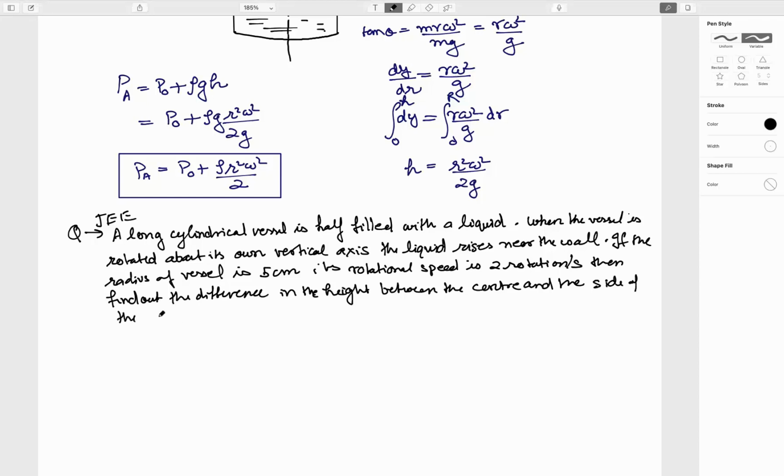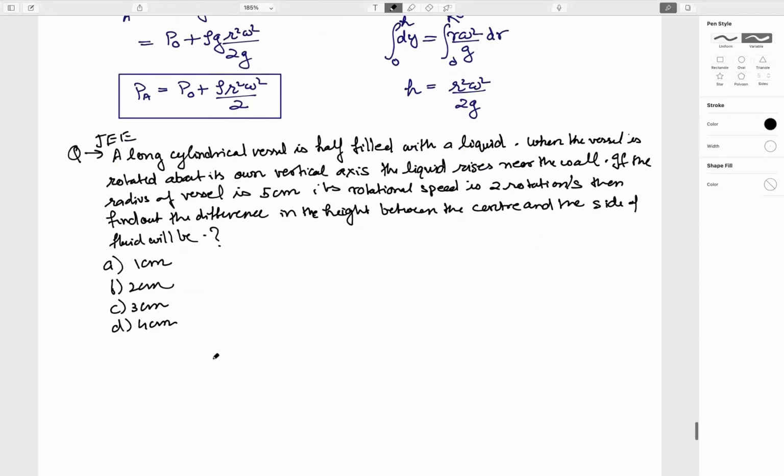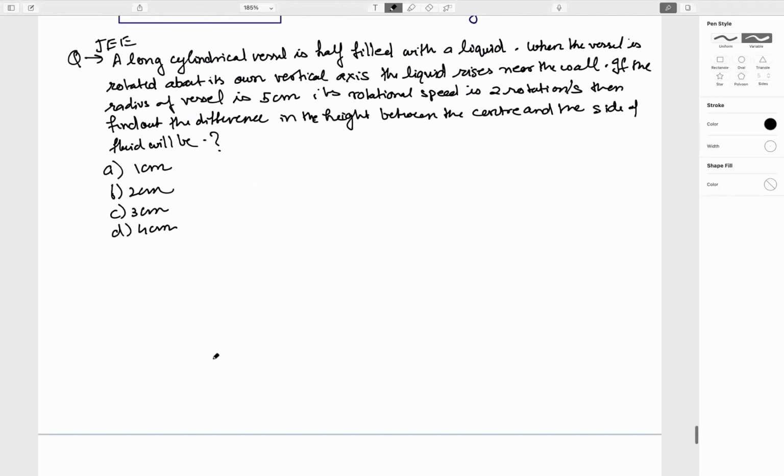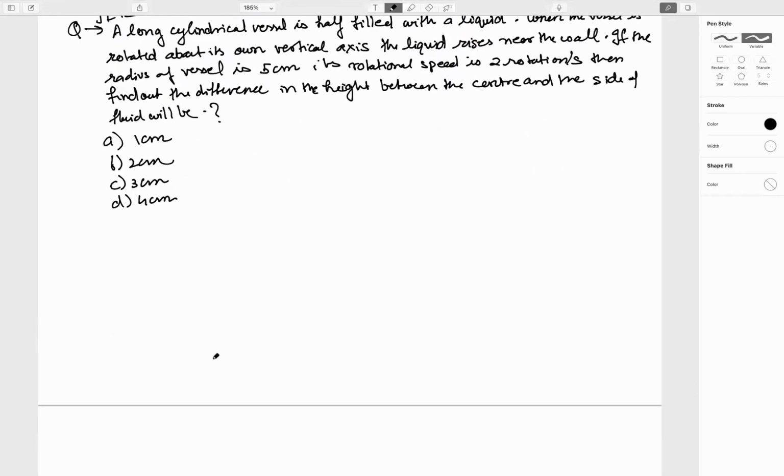of the fluid will be. Options are 1 centimeter, 2 centimeter, 3 centimeter, 4 centimeter. I will discuss the solution to this question in the next lecture. Just try this and let me know.